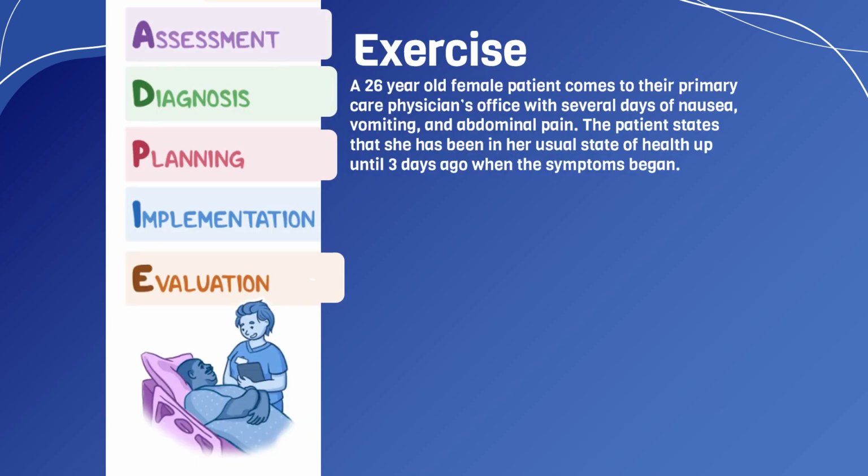So I put together a little exercise here for us to work through the different parts of a gastritis case. A 26-year-old female patient comes to her primary care physician's office with several days of nausea, vomiting, and abdominal pain. The patient states that she has been in her usual state of health up until 3 days ago when her symptoms began. So right away, you should be thinking, okay, this is an acute problem, right? Because the patient has not had symptoms up until the last 3 days. And so rather than thinking of a chronic problem, now we have something acute.